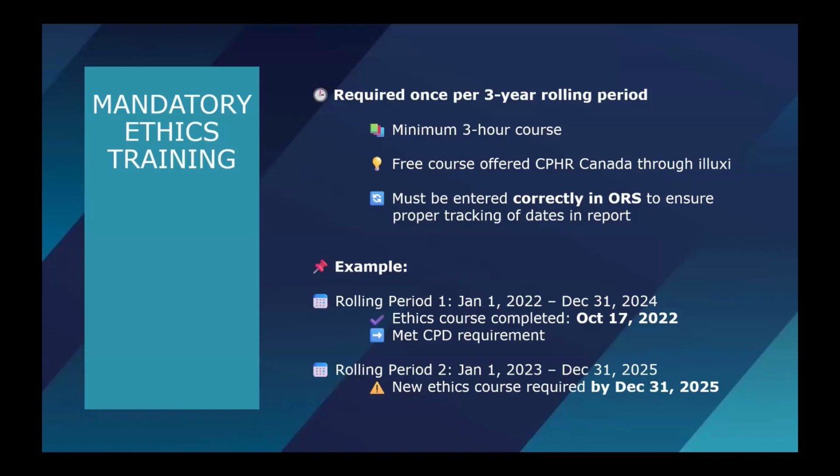So as an example, say my rolling period was January 1st, 2022 to December 31st, 2024. And I took the course October 17th, 2022. I have met the CPD requirement during that 3-year period. But now I'm in my next rolling period of January 1st, 2023 to December 31st, 2025. And I must take an ethics course again by December 31st of 2025.